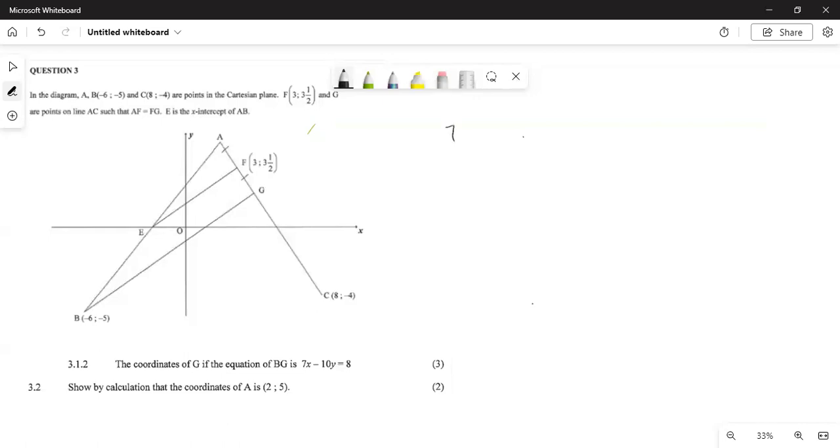Okay, so let's start with the first method. We understand that, let's write this out, the x-coordinate of A plus the x-coordinate of G over 2 must give us the x-coordinate of F. And in terms of the y, we understand that the y-coordinate of A plus the y-coordinate of G over 2 must give us the y-coordinate of F. We recalculated in our last question, and it was a 4 and a 2.